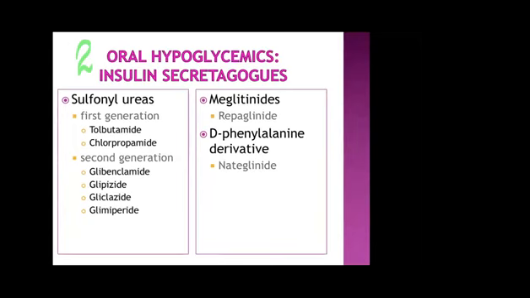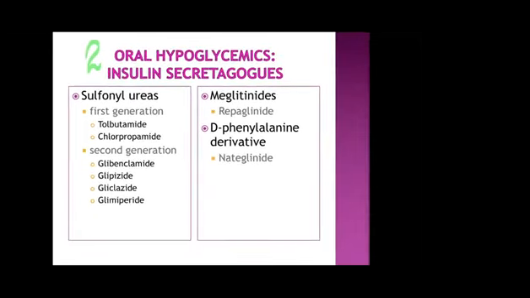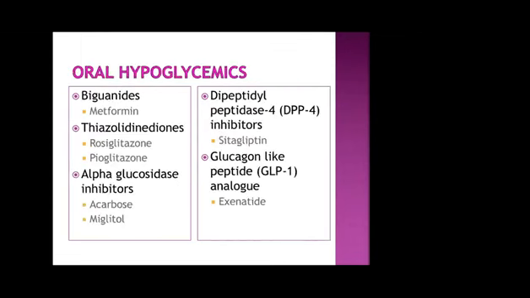First group are the insulin secretagogues. Under insulin secretagogues, we have sulfonylureas, Meglitinide group, and then D-phenylalanine derivative. For sulfonylureas, we have two generations. These are first and second generation. For the specific examples, we will encounter them later. Also, we have Biguanides. For Biguanides, ang currently available agent ay si Metformin. You are familiar with Metformin, I suppose.